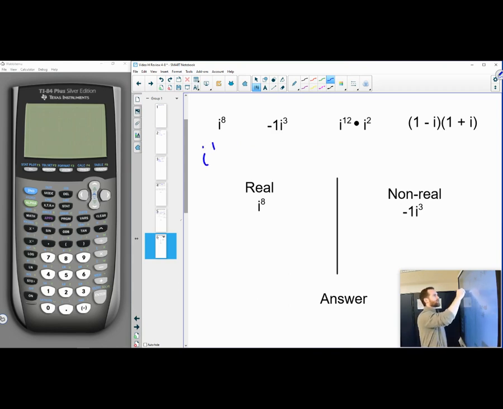Now we've got i to the 12th times i squared. And like we said last time, i to the 12th is 1 times i squared is negative 1. So we get negative 1. No more i's means it's a real number.